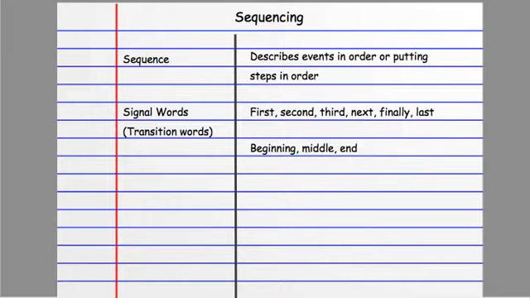Our next thing is going to be signal words. These are also called transition words, so I want you to put both of those there. Across from signal words, I want you to put first, second, third, next, finally, last. These are some of the ones you'll see a lot. You can also say beginning, middle, and end, because that's how I want you to think of sequencing. There's a beginning, a middle, and an end.